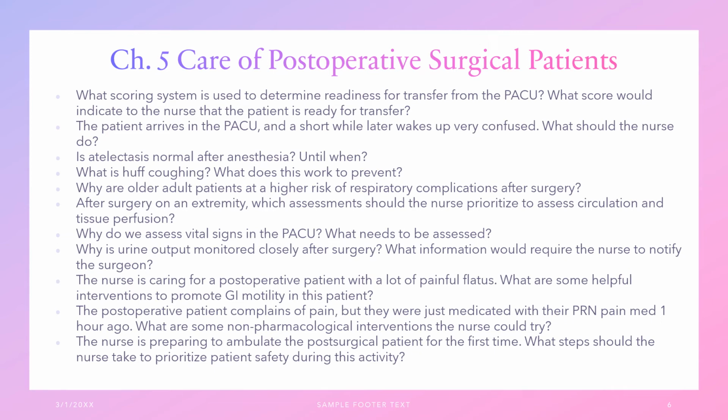The nurse is caring for a postoperative patient with a lot of painful flatulence. What are some helpful interventions to promote GI motility in this patient? We can see this on page 89. Discomfort from abdominal distension and considerable flatulence can occur after general anesthesia due to decreased or absent peristalsis. Taking only small amounts of liquid or food at a time, drinking only tepid liquids, and refraining from drinking with a straw can help keep flatulence to a minimum. Ambulating will also help move and evacuate the gas.